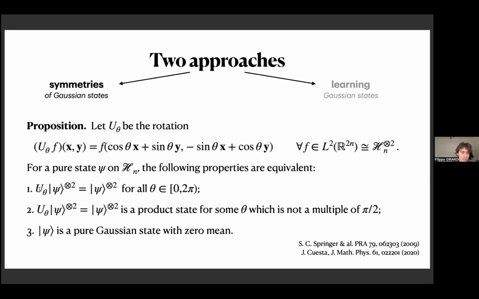Requiring that these two copies of a given pure state are invariant under rotation for any arbitrary angle theta is equivalent to asking that these two copies are invariant under a rotation of a fixed theta. So you don't need to test all the rotations, you just need one theta, which is of course non-trivial. If you just swap the two copies, then of course this would hold in general. But you need just to test one theta, and one theta is enough. It's equivalent to saying that psi is a pure Gaussian state with zero mean.